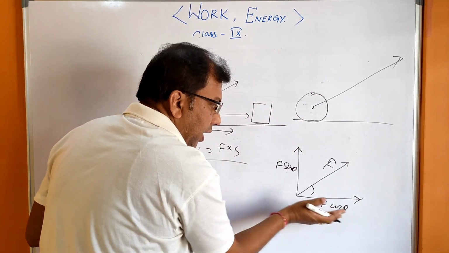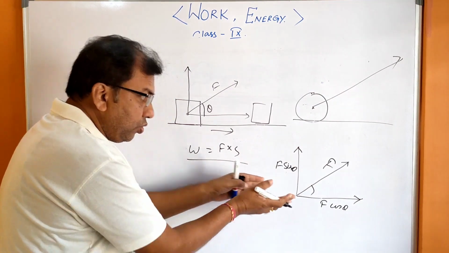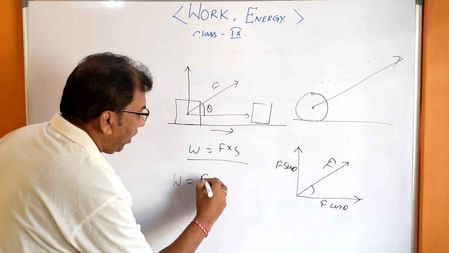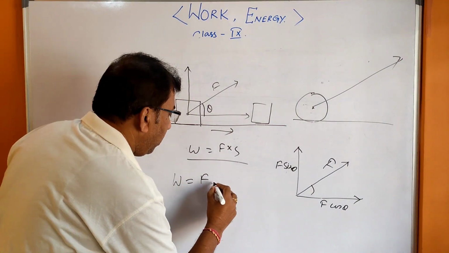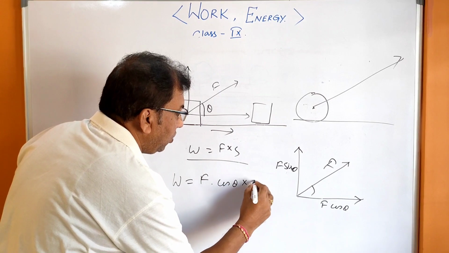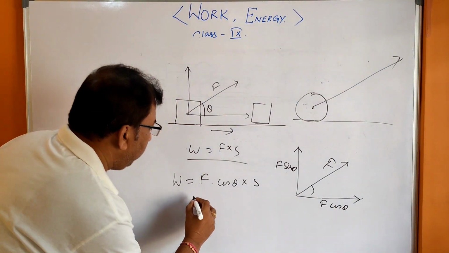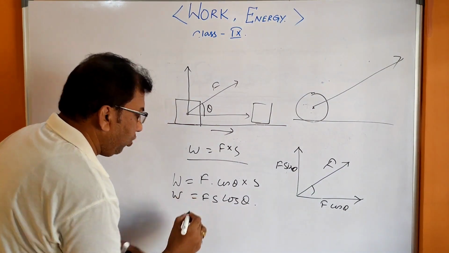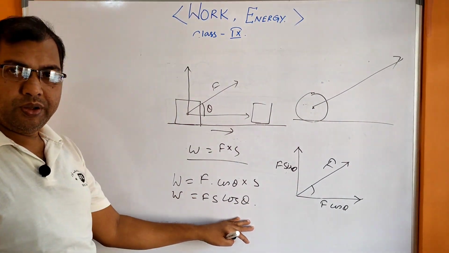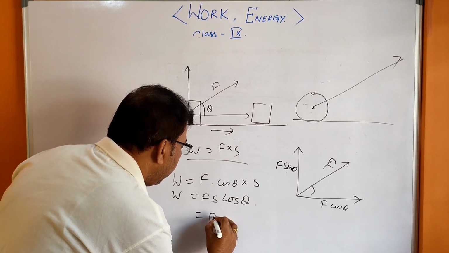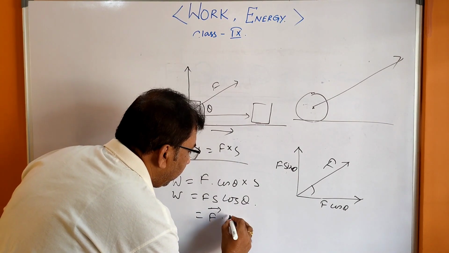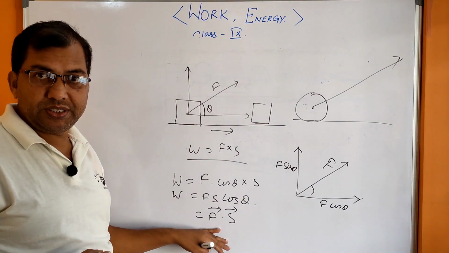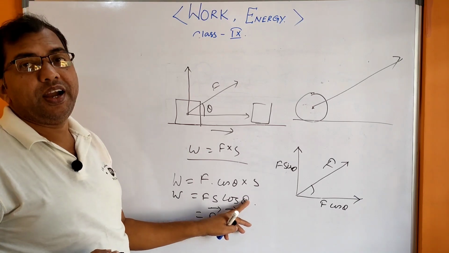This F cos theta only helps to produce the displacement of the body. So in that case, W equals F into cos theta into S. It will be Fs cos theta. W equals Fs cos theta, which we can write as F into S, the dot product of F and S, and it depends upon the theta.